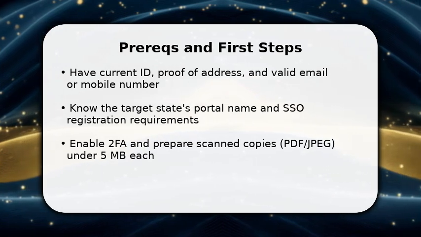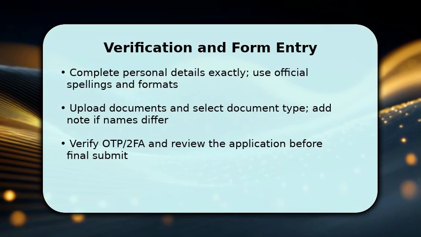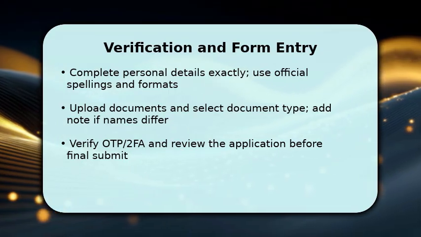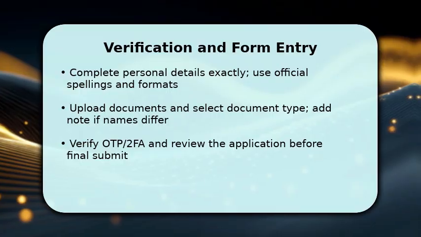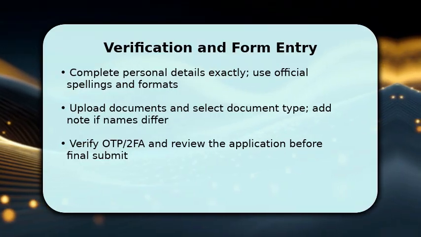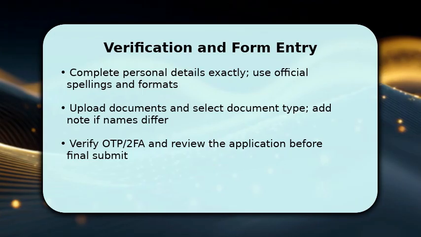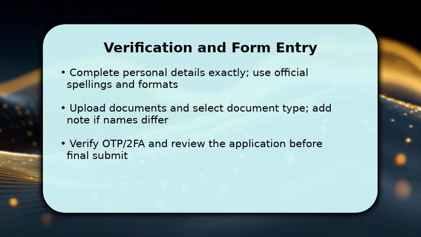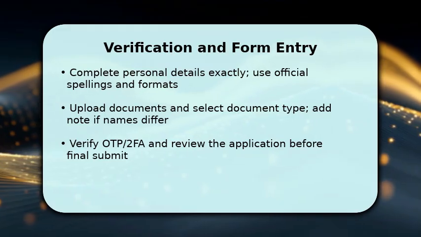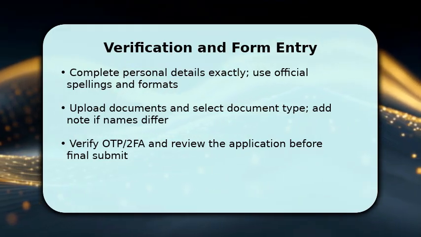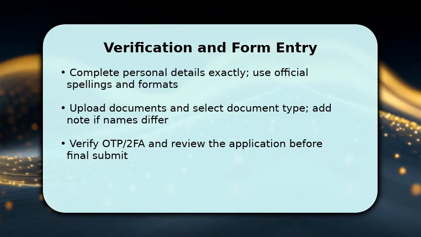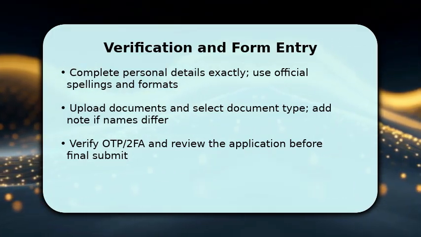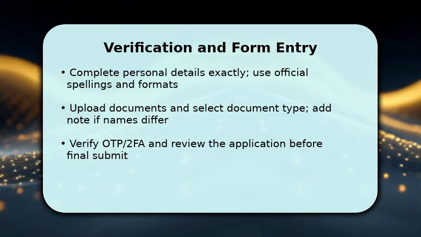You now fill the registration form carefully, matching spellings and formats to official documents. Once you upload documents, pick the correct document types, and if names differ, add a brief supporting note explaining the change. Then verify OTPs sent to your email or phone and enable two-factor authentication. Make sure to review every field. Errors are the main reason for rejection. If the portal allows, save a draft to avoid timeout loss and double-check before submission.